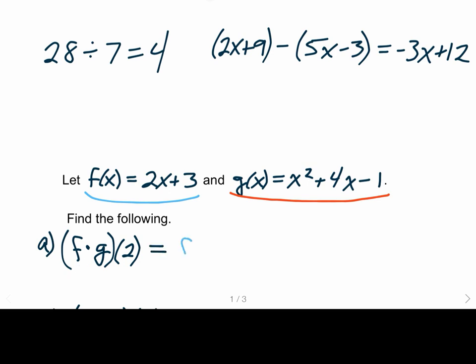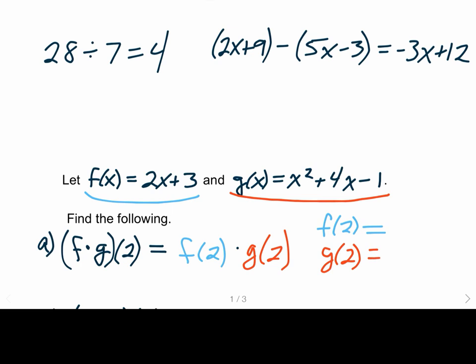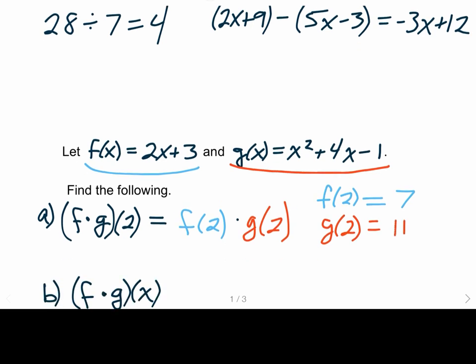Finding (f·g) of 2 is the same thing as finding f of 2 times g of 2. In other words, we need to find out what each of these functions is when x is equal to 2, and then multiply the products together. As I'm sure you can confirm, f of 2 is equal to 7, and g of 2 is equal to 11. Therefore, f of 2 times g of 2 is going to equal the product of 7 and 11 for a result of 77. Yep, it's that straightforward for that one.